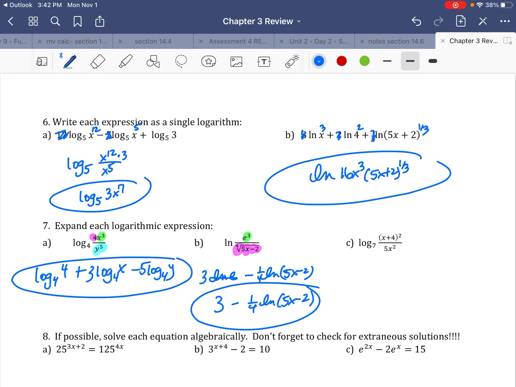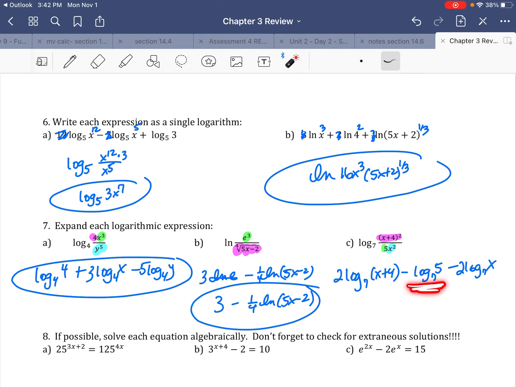All right, in this last problem here, I have one piece on top. I have one piece here and one piece there. Two things on bottom. So I have log base 7 of x plus 4 squared, so that 2 can go up front. The next two pieces are both divided, so they will be minus log base 7 of 5 and minus log base 7 of x squared, but the 2 can go in front.